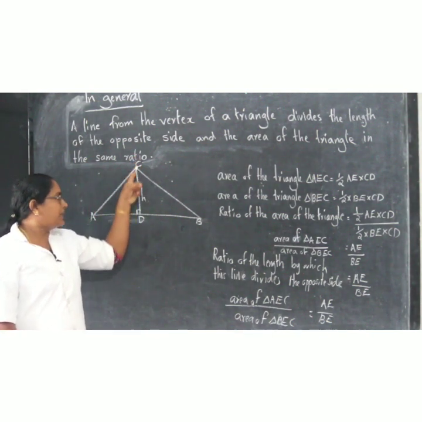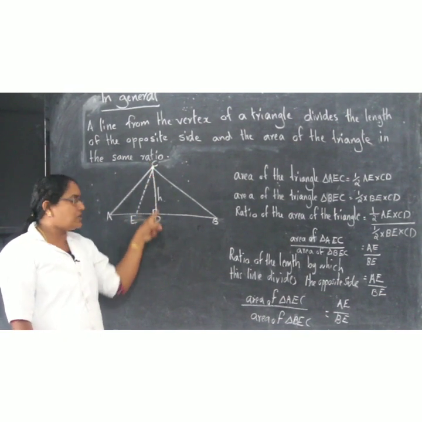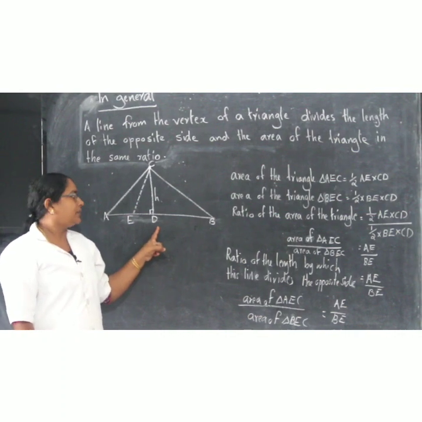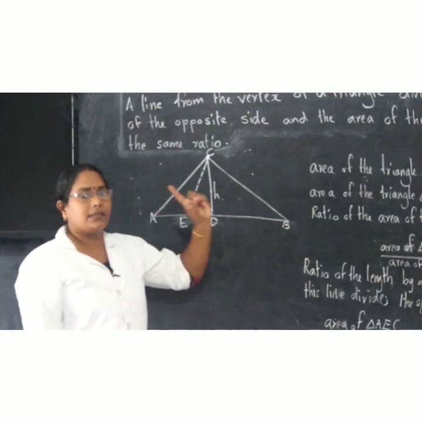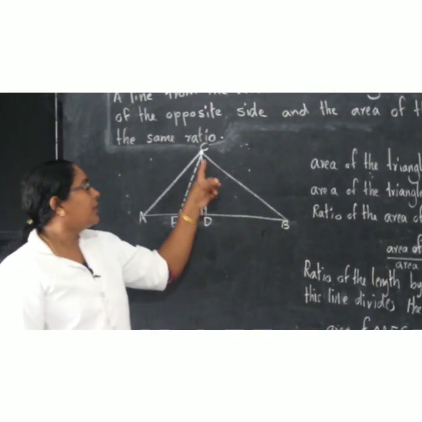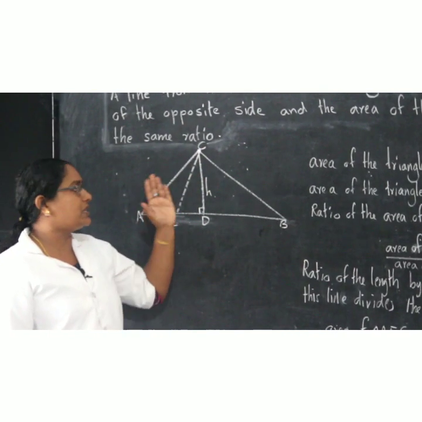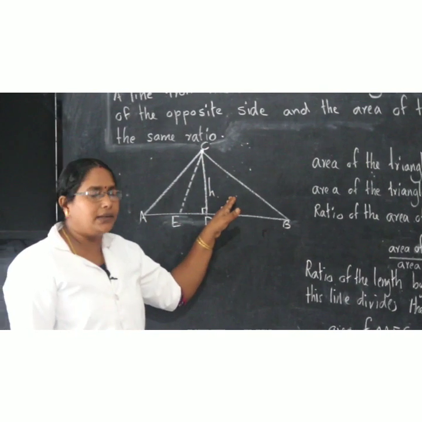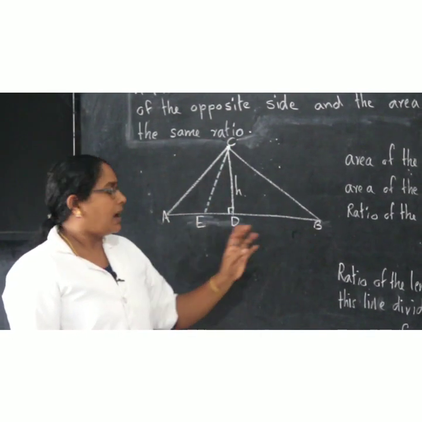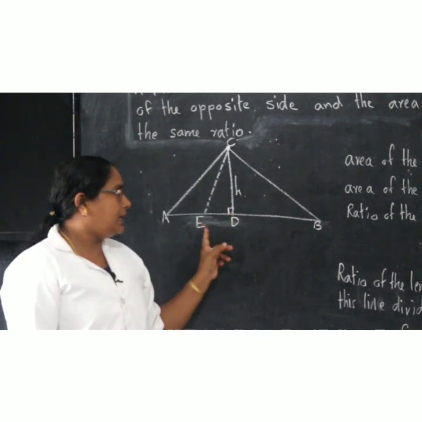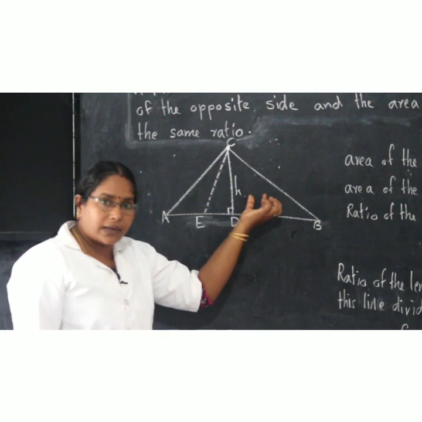Draw a perpendicular line from C to AB, that is the height of the triangle ABC. It is represented by H. This base is AB. Therefore, a line drawn from C to E divides it into two triangles. One is AEC, another triangle is BEC. Here we find the areas of the triangles.